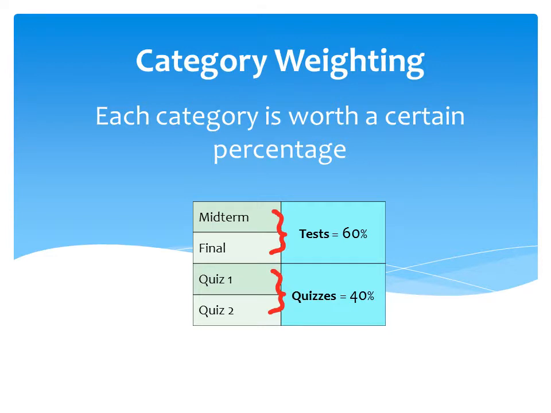Category weighting is similar to assignment weighting, except now you group the individual entries together into categories, and those different categories are worth a certain percentage of the pie. In our sample class, the midterm and final are grouped together in the test category, which is worth 60%, and the two quizzes together make up the quiz category, which is worth 40% of the grade.